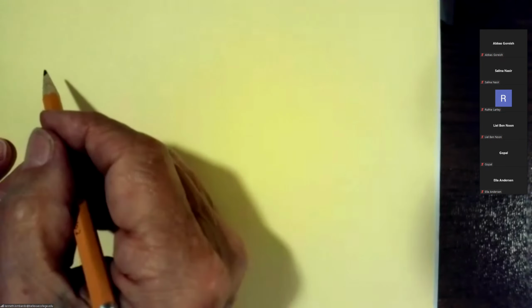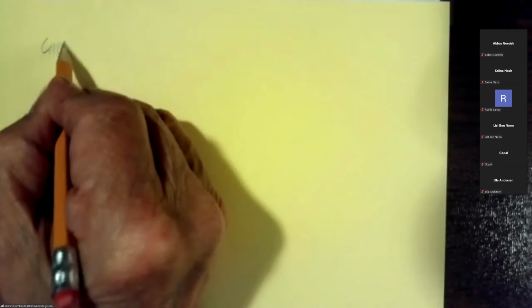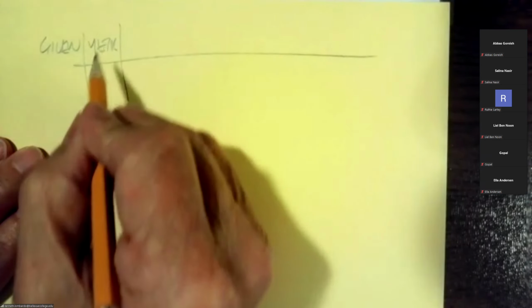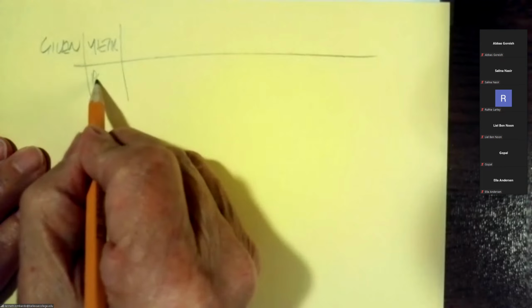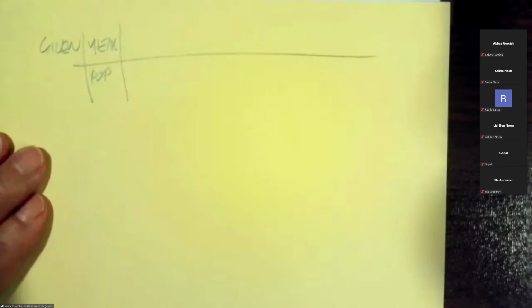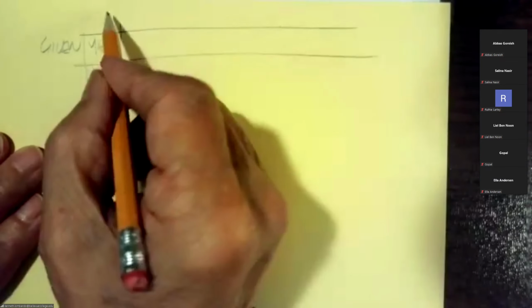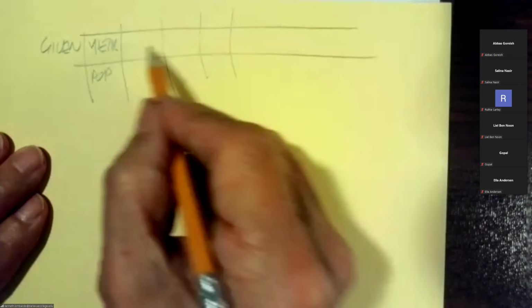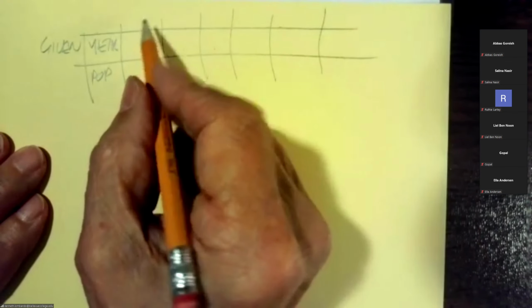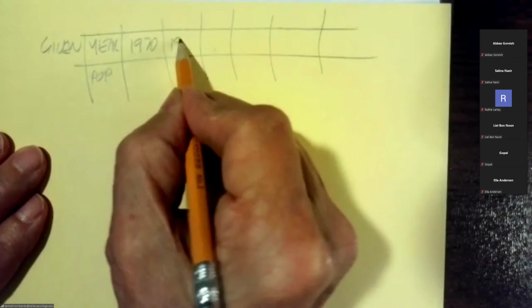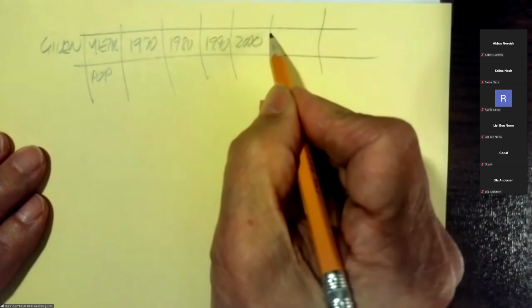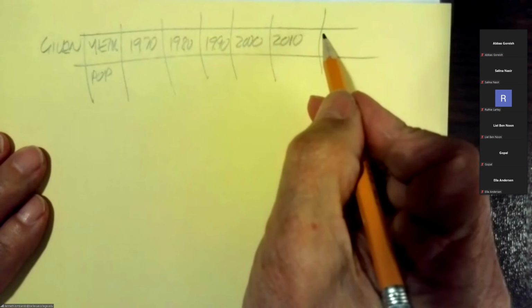Let's say you're given the following: a table of values. This is the year, and this is population. And we're given 1, 2, 3, 4, 5 values. Let's say the year is 1970, 1980, 1990, 2000, 2010, and so forth.